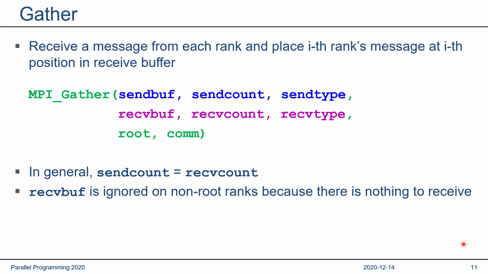The gather is exactly the opposite of the scatter. It receives a message from each rank and places the ith rank's message at the ith position in the receive buffer. Again, it needs send and receive type arguments, so send buff, send count, send type, and receive buff, receive count, and receive type, and a root. Again, in general, send count and receive count are the same, and now the receive buffer is ignored on all non-root ranks because those ranks do not receive anything.